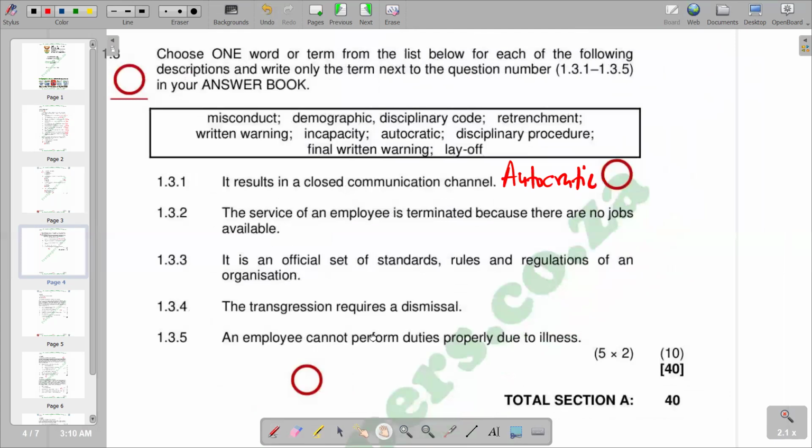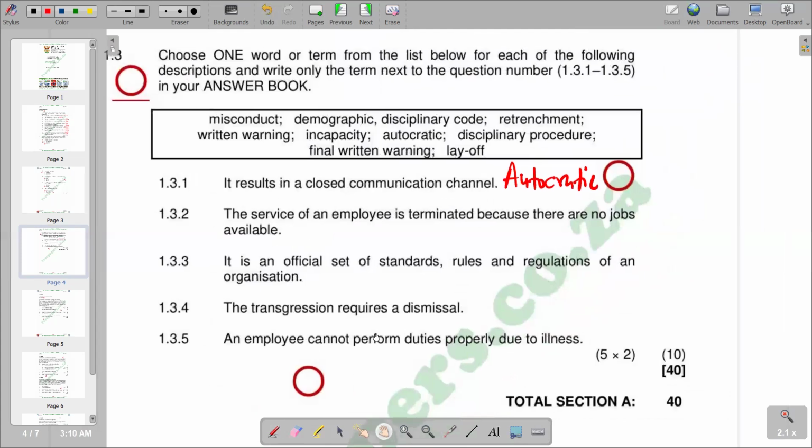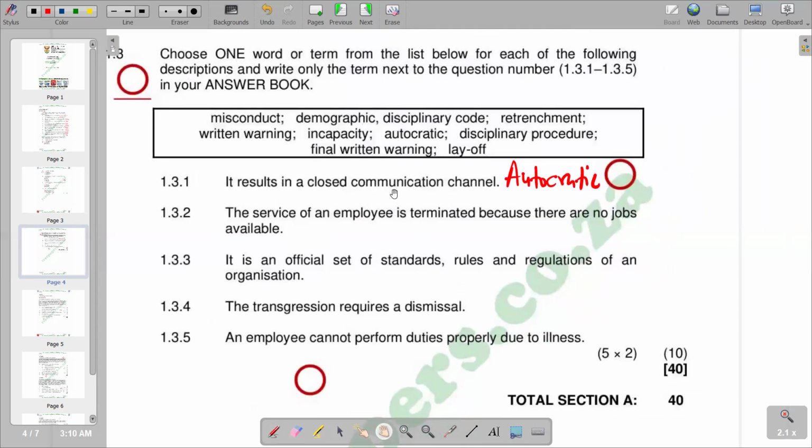Then the second part, the service of an employee is terminated because there are no jobs available. So we try to see which is the correct response according to the words given, and you see that the correct one is layoff. If there are no jobs available, it means they are laid off.